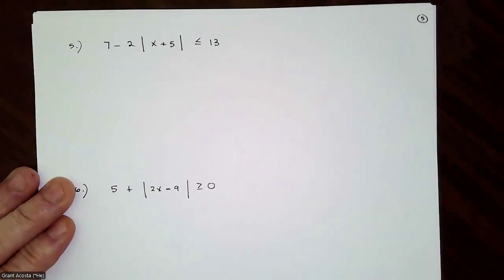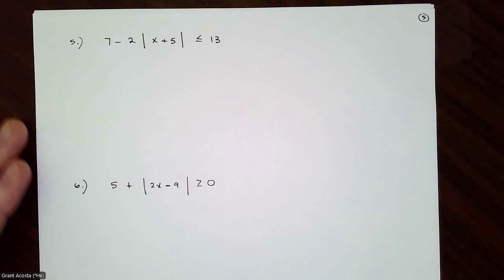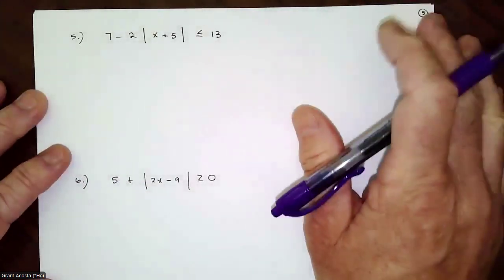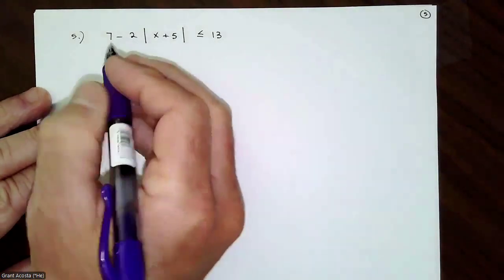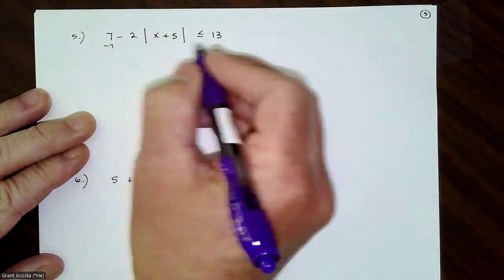A couple more here, but I want to do these quickly because you can't just be on autopilot here. You've got to watch out for some things. So something like this starts as a less than. We're going to subtract the 7 first.